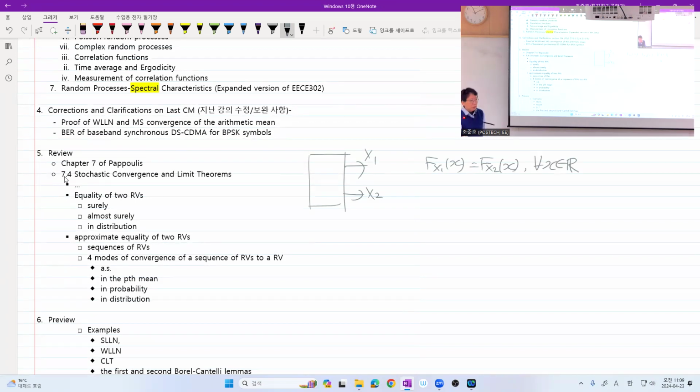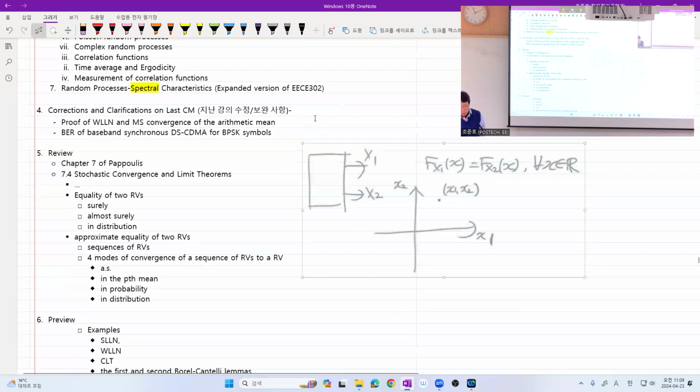However, if you plot the dots, so if you plot a two-dimensional scatter plot, then you will be surprised to find that the CDF's equality does not guarantee that you observe some dots on this line, okay?